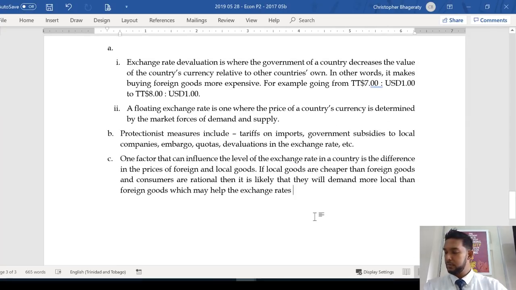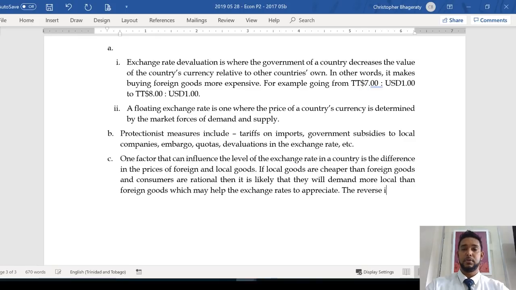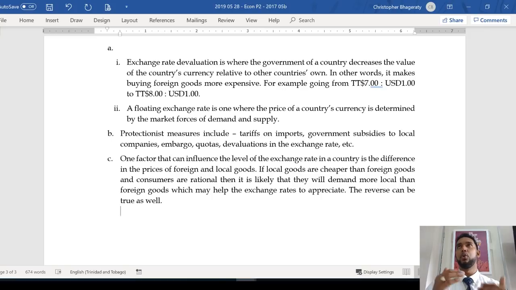to appreciate. The reverse can be true as well, right? So what I mean by that is that if the prices of foreign goods were lower than the price of local goods, people might buy more foreign goods than local goods, and hence it would put a strain on the exchange rate. Right? I don't want to type all that up because I think you have enough room for that. And what's the other factor?